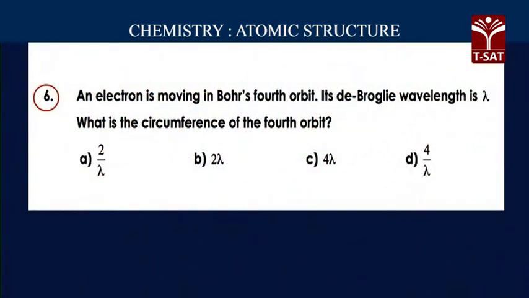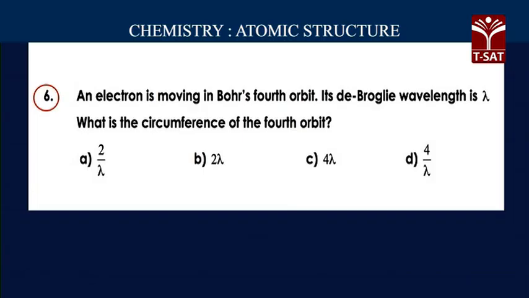Sixth question. An electron is moving in Bohr's fourth orbit. Its de Broglie wavelength is lambda. What is the circumference of the fourth orbit? Orbits, they are circular in shape. Therefore, circumference of the circle will be equal to circumference of the orbit. The condition is 2 pi r is equal to n lambda.